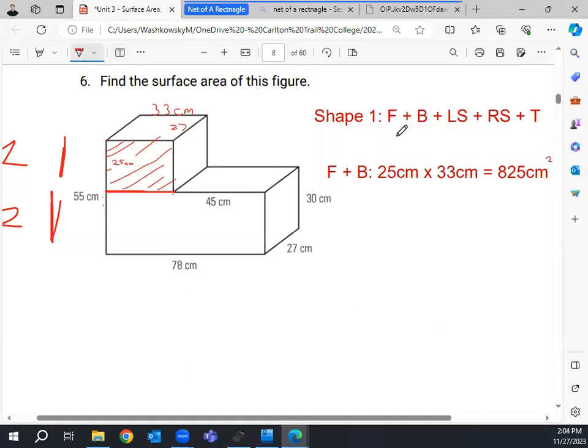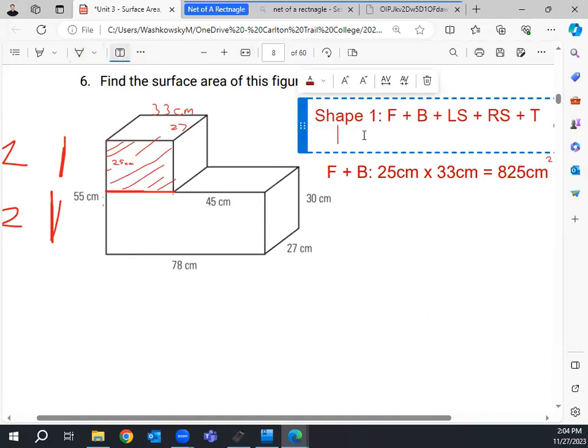And you can times that by 2 if you wanted. What I'm just going to do up here is say it's 825 plus 825. You could just times it by 2 if you want as well. Again, the organization is really, really important here.